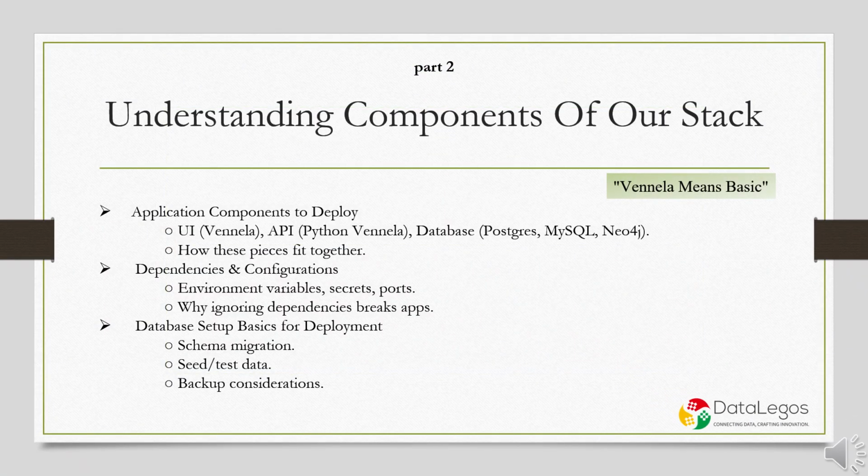Welcome back to part 2 of understanding components of our stack. In part 1, we explored application components, the UI, API, and database, and saw how they work together like a restaurant with dining, waiters, and a kitchen. Now in part 2, we'll focus on something equally important: dependencies and configurations. These are the hidden settings that keep applications running smoothly. Let's dive in.